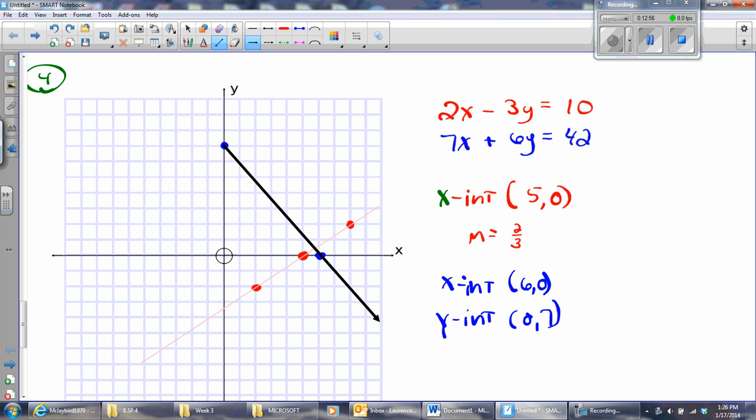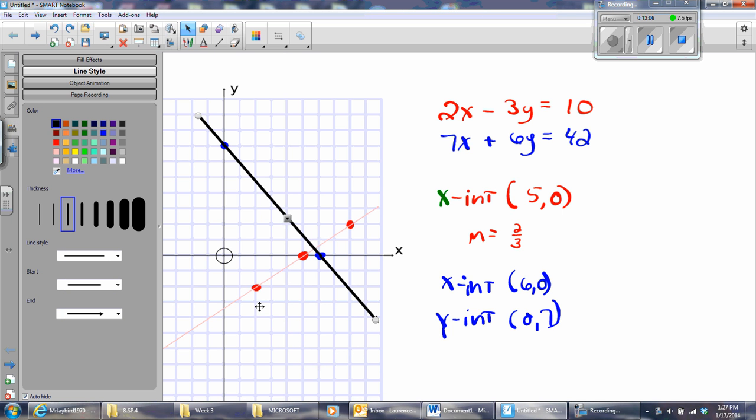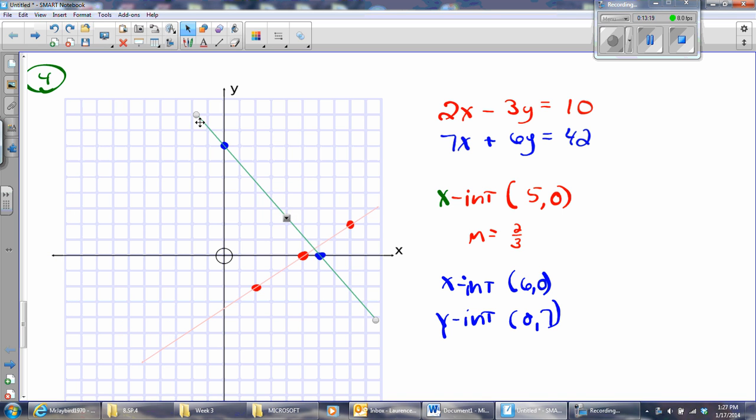And look, I'm in another situation where they don't cross perfectly at an intersection of integers. So I'll tell you what, I'll make this thin so I can be as exact as possible with it. Put an arrowhead on them. I'll make them a green color and thin them out. Make sure I'm hitting that. And there we go.